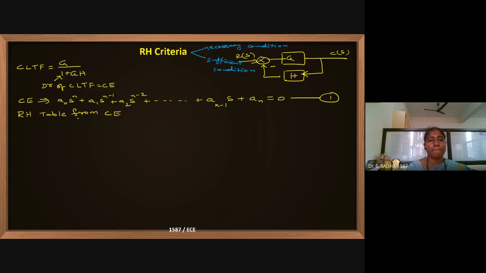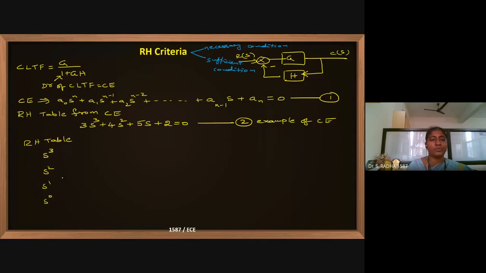For example, if you have 3s cube, 4s square, and 5s plus 2 equal to 0, let this be equation 2, an example of a characteristic equation. Now for the RH table, we have to start with the highest power of s: s power 3, s power 2, s power 1, s power 0. Whatever s powers are there, we have to write them. This is the table I am going to prepare.